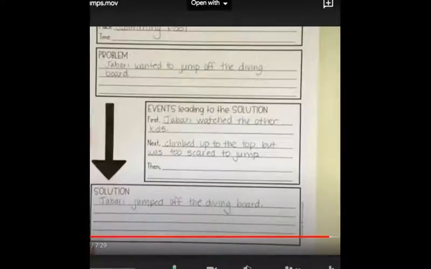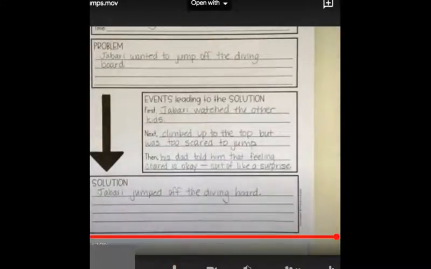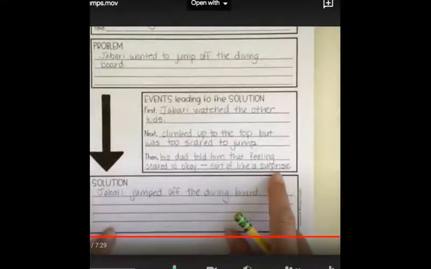So he came down and talked to his dad. Dad told him that feeling scared is okay. In fact, he said, you know what? Sometimes it stops feeling scary and feels a little like a surprise. Have you ever thought of being scared as kind of feeling like a surprise? Jabari's dad is a smart man. So I wrote number 3. His dad told him that scared is okay, sort of like a surprise.